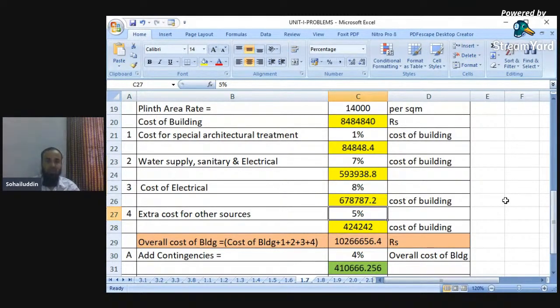buildings. That is 42 for 4 crores 24,242. The overall cost is nothing but the addition of the cost of building plus serial number 1, that is special architectural treatment, plus 2, water supply, plus 3, cost of electrification and other sources. So these are the 4 heads, and the total cost of building is nothing but the plinth area into plinth area rate. So in such a way, the total cost of building is nothing but this amount.